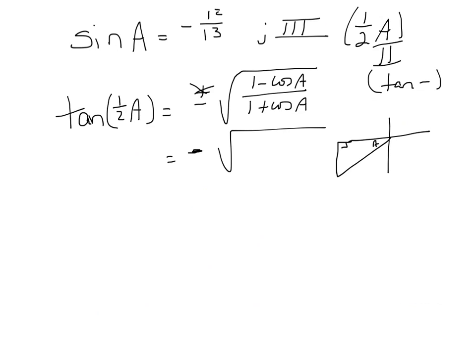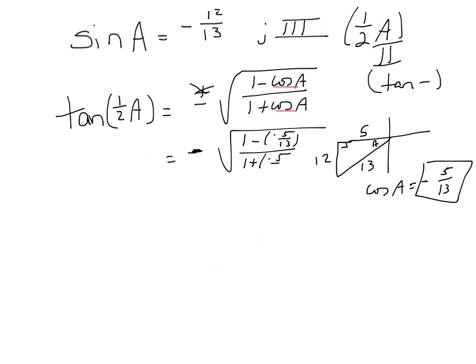If this is A, sine is opposite over hypotenuse, which leaves the missing piece of 5. So the cosine of A is going to be negative because I'm in quadrant 3. Cosine is adjacent over hypotenuse. So the cosine ratio I'm going to use here for cosine of A is negative 5/13. And I'm going to use that twice, here and here. So I'm going to place it in 1 minus negative 5/13 over 1 plus negative 5/13.